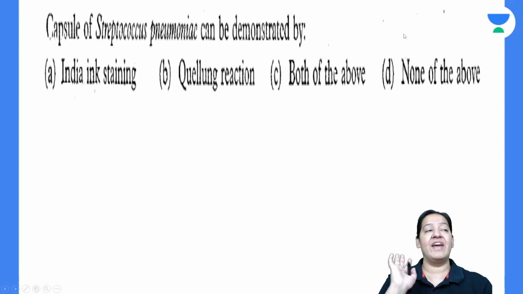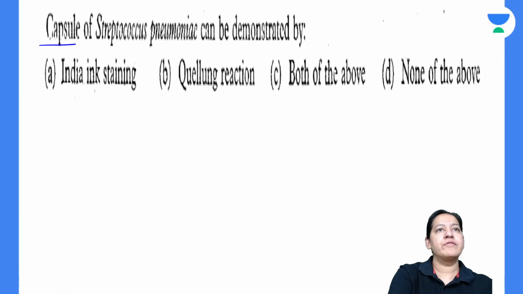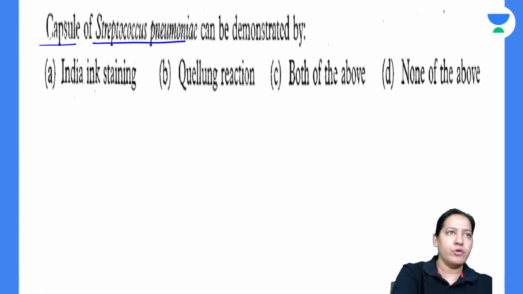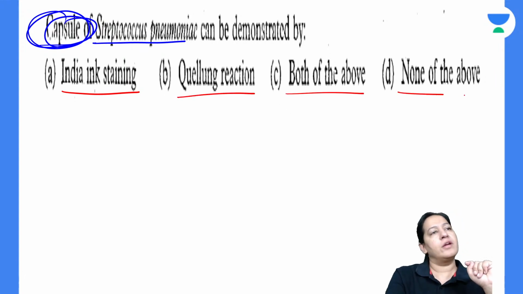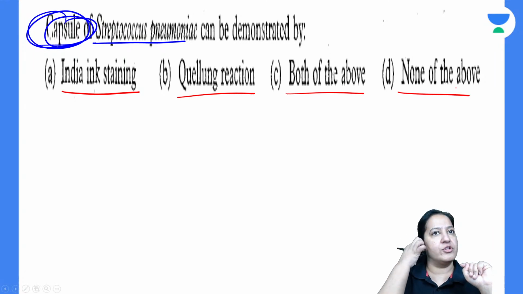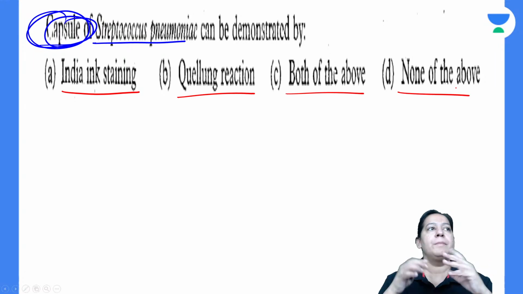The question is not very clearly visible, so I will read it. Don't worry. Capsule of Streptococcus pneumoniae can be demonstrated by which method? I want to demonstrate the capsule of Streptococcus pneumoniae. The four options are in front of you. Can I demonstrate it with India ink? Can I demonstrate it with the Quellung reaction? Can I demonstrate with both of the above, or none of the above? Who will tell me the correct answer? What is the correct answer here?